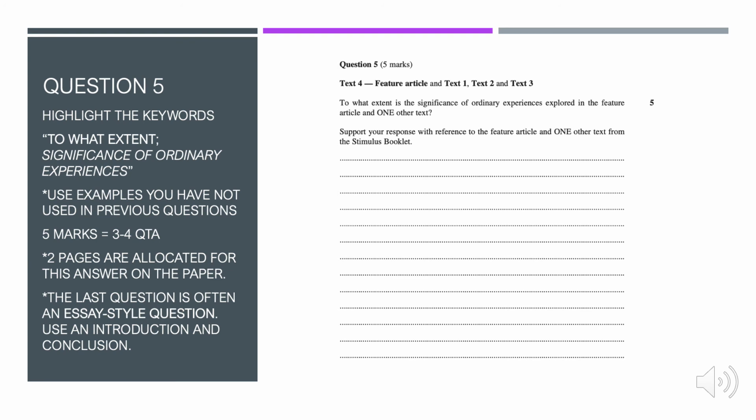Now, you can't see this in the screenshot, but two pages are allocated for this question, which does seem a little out of balance considering how many lines were allocated for the previous 5 marker. But this is the last question and it is considered a mini essay. So you're going to use an introduction and a conclusion to answer this question properly. And of course, in your main body, you're going to use QTAs as your supporting evidence.